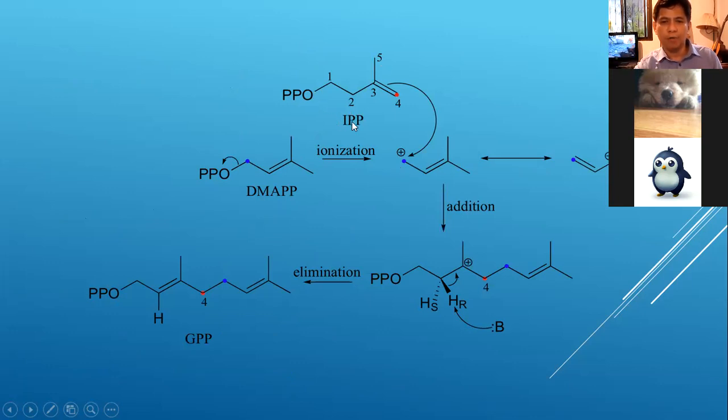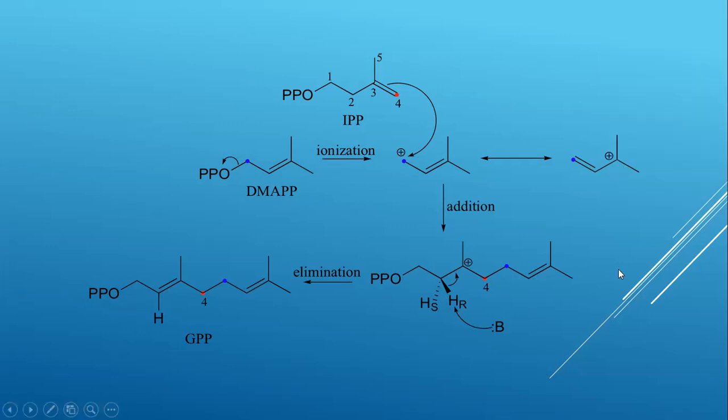And then, it is attacked by a neighboring IPP. This is your DMAPP na naging carbocation. Tapos, this is attacked by the electron in the pi bond to form your long chain, the 10 carbon terpene. Tapos siyempre magkakaroon ng positive charge and then the electron chain moves there, so nagkaroon ng double bond. And then a base will get the hydrogen in this carbon in order to form the double bond. So ito yung mechanism ng formation ng GPP. This is geranyl pyrophosphate. Ito yung nasa rose na essential oil.